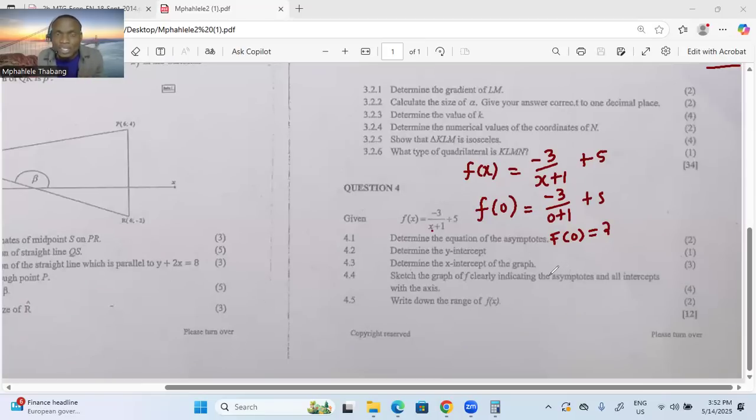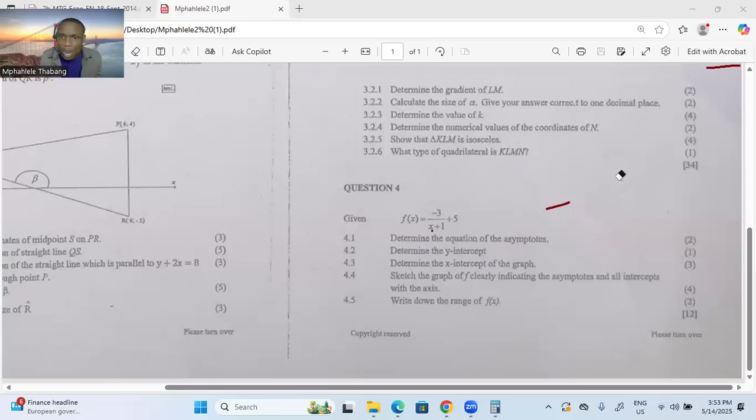If the question was, give us the coordinates of the y-intercept, you are going to write it like this: 0 and 2. These are the coordinates of the y-intercept. Now they say, give us the x-intercept of the graph. To find the x-intercept, you let y be 0. To find the y-intercept, you let x be 0. To find the x-intercept, you let y be 0.